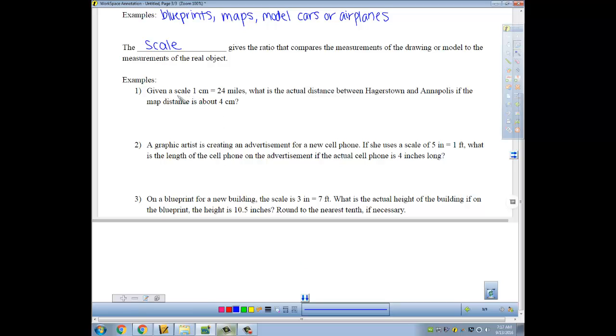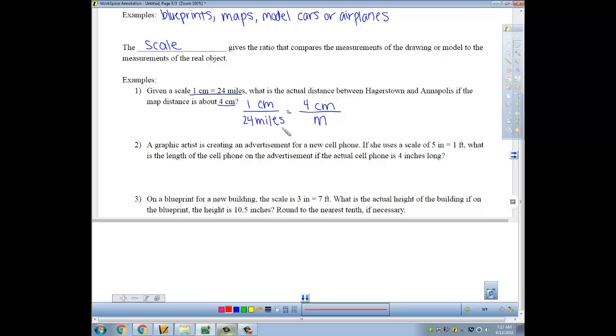So what you're going to do is figure out what's the scale. So here it's 1 centimeter equals 24 miles, and we're going to write that as a fraction. So 1 centimeter over 24 miles. And it's really important that you write the labels with these. The only other number that they tell me is 4 centimeters. Since that's centimeters, I'm going to put it on the same part of the fraction that I put centimeters in the first fraction. So in the first fraction, centimeters was on top. So in the second fraction, it's going to stay on top. And then I don't know how many miles, so I'm going to put M for miles.